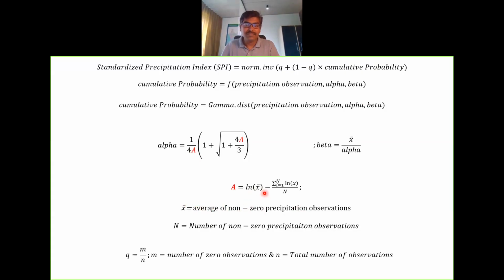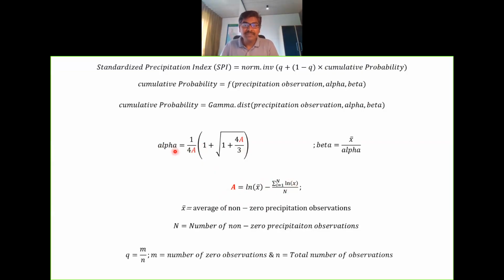So A is ln of x bar minus the summation of i equal to 1 to capital N. Here capital N represents the number of non-zero precipitation observations. For example, we have 12, so i runs from 1 to 12, ln of each day's precipitation value, divided by 12. Firstly, we need to calculate the average of the non-zero precipitation observations and then calculate capital A. If we replace that capital A here, we will get alpha.